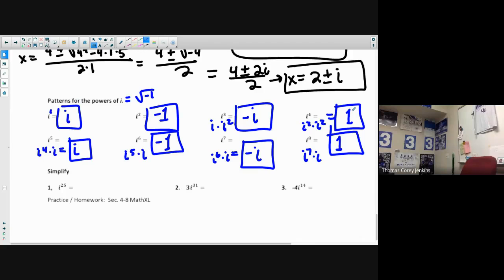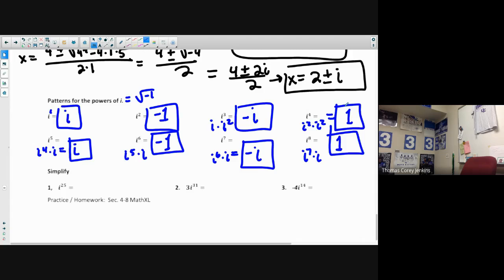Some generalizations in this first row are that if the power of i is odd, 1 or 3, it's either going to be i or -i. If the power of i is even, 2 or 4, it's going to be -1 or +1, right? So at worst, if you make those generalizations, you got a 50-50 shot, okay?